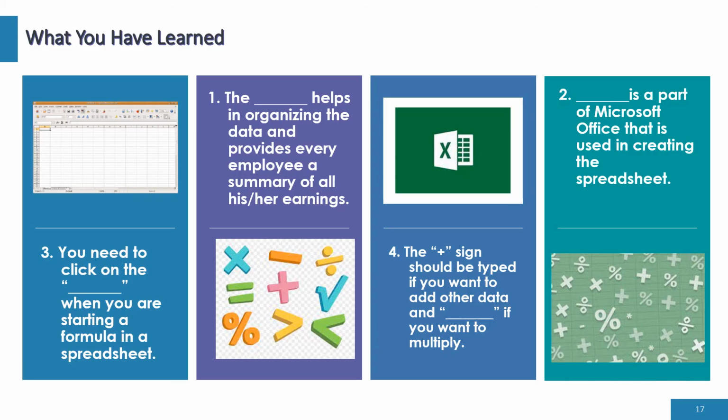Number two, blank is a part of Microsoft Office that is used in creating the spreadsheet. What is that? Number three, you need to click on the blank when you are starting a formula in a spreadsheet, or what particular mathematical symbol you're going to click when you start writing a formula on a spreadsheet. Okay, next, number four, the plus sign should be typed if you want to add other data, and blank if you want to multiply. What symbol is that if you're going to multiply?